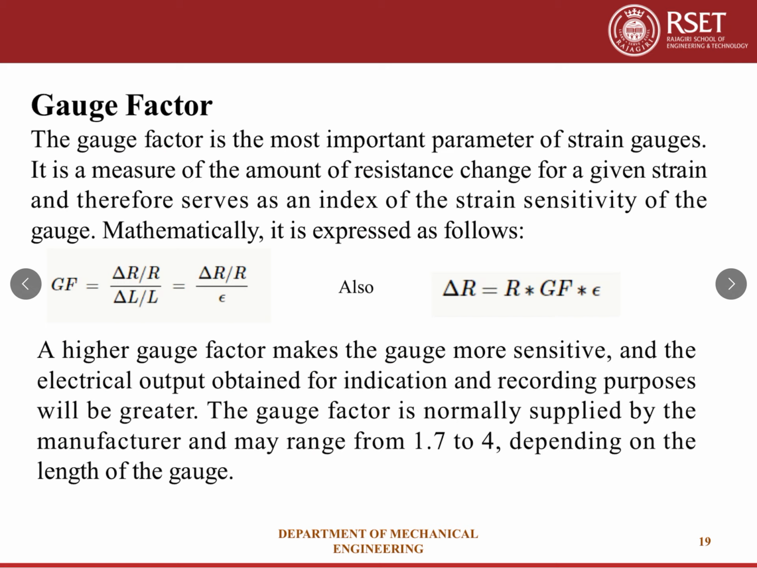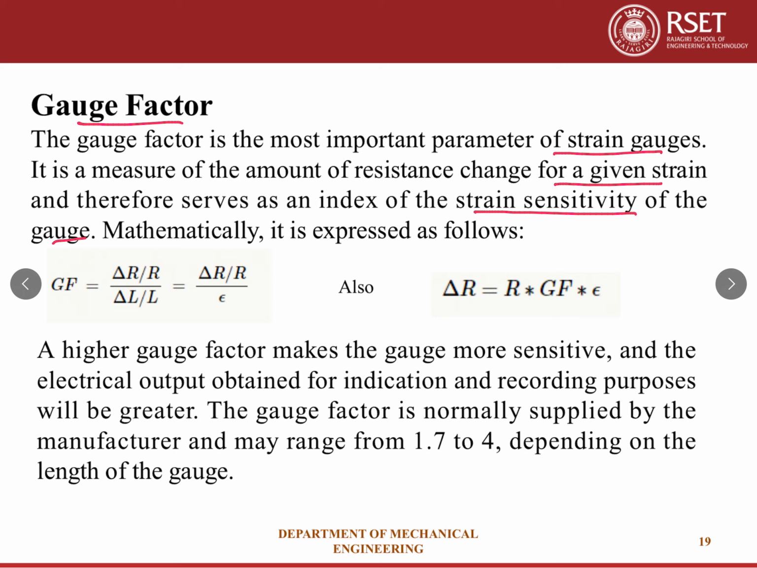Then one of the important terms for a strain gauge is the gauge factor. The gauge factor is the most important parameter of a strain gauge. It is a measure of the amount of resistance change for a given strain, and therefore serves as an index of the strain sensitivity of the gauge.